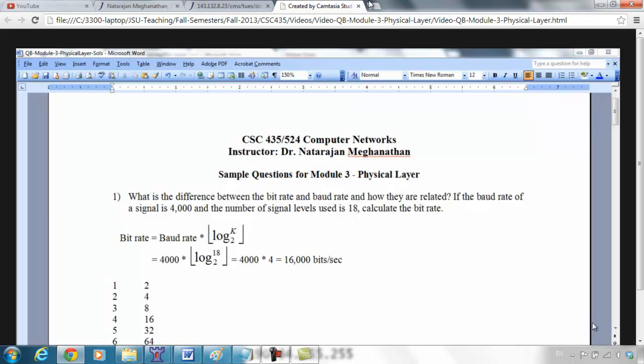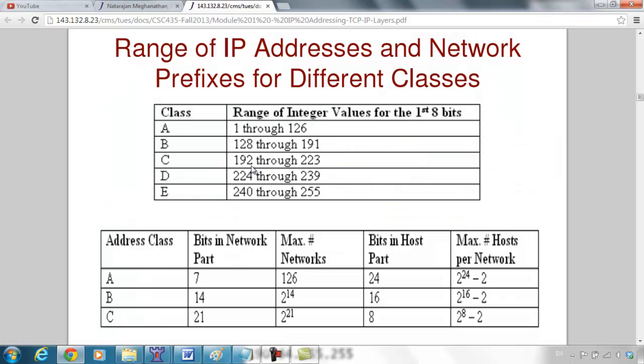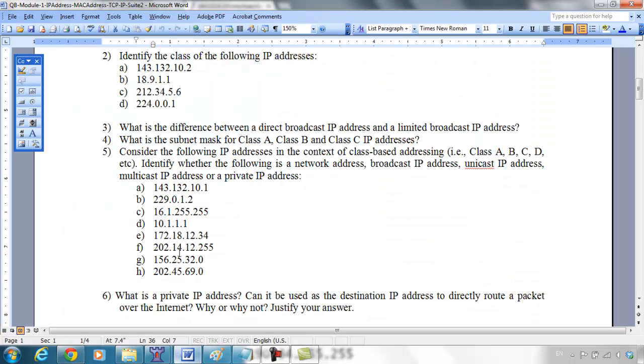So these 24 bits represent the host part, and not all of them are ones. If these 24 bits were all ones, which means 16.255.255.255, it would be a broadcast IP address, but we don't have that. So it is a class A unicast IP address.